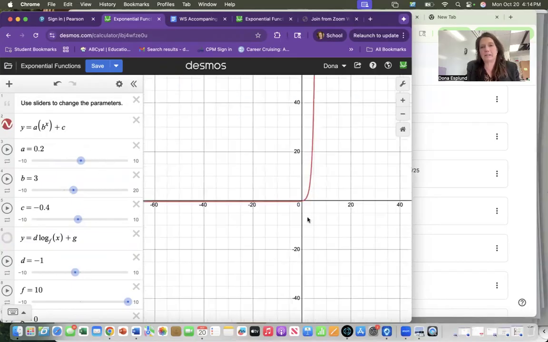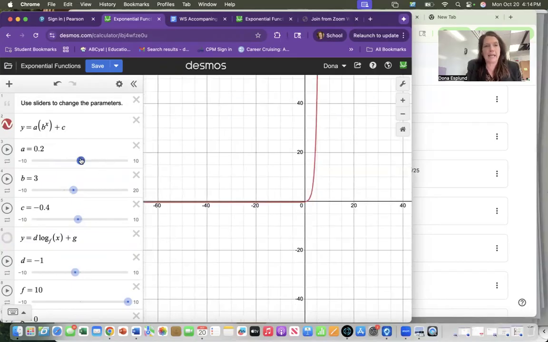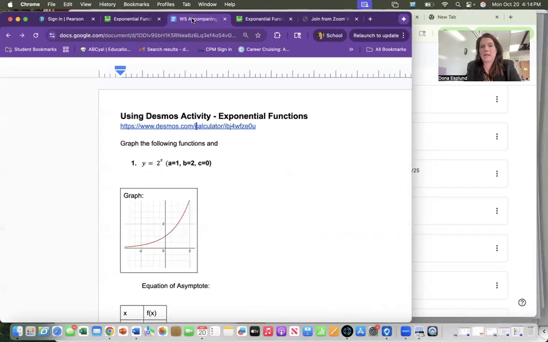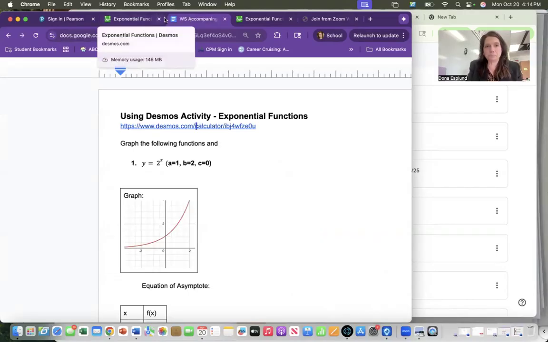Okay, let me go back to here. When I change the value of A, notice if it goes negative, the graph is going to go down. If it's a positive number, it's going to go up. We discussed that a little bit. But I'm going to let you put those values in from the worksheet. So A is going to be 1, B is going to be 2, and C is going to be 0.